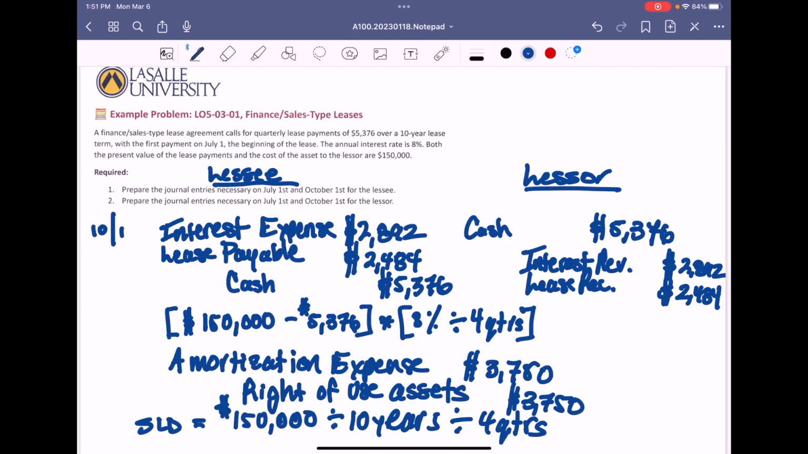All right, so that is all of the accounting for the lessee. The lessor, fortunately, in the first entry on July 1st, they credited the asset. They no longer have the asset, so there is no depreciation on that asset because they no longer own it. So there's no entry for the lessor related to depreciation here.